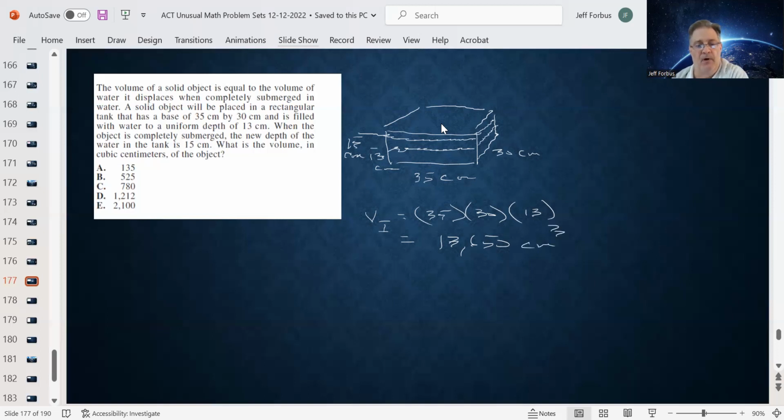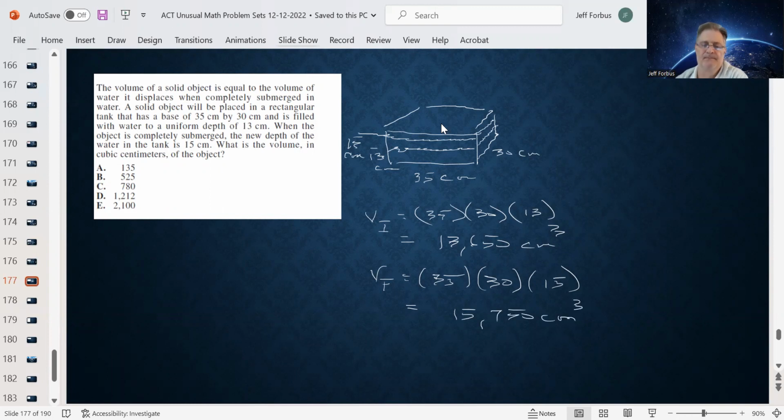Now, when we submerge the object in the water, the depth of the water changes to 15. So the final volume is 35 times 30 multiplied by 15. When you multiply those three numbers together, you get 15,750 centimeters cubed.